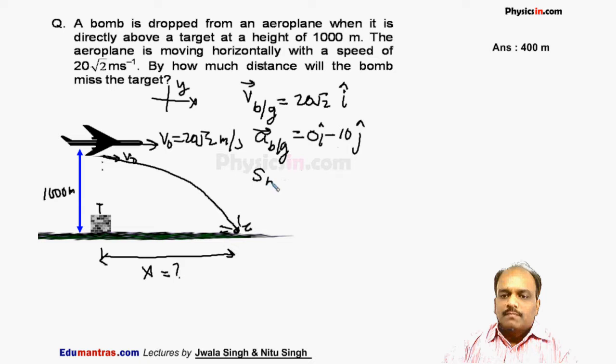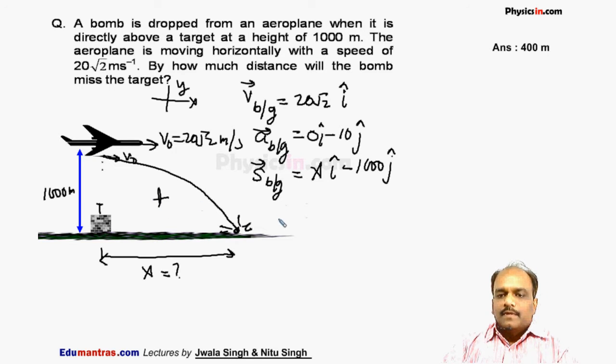The displacement of the bomb with respect to the ground, the horizontal displacement I have assumed to be x, it is x i cap, and the vertical displacement is minus 1000 j cap. So this is the displacement of the bomb when it will strike the ground. Let the time of flight be t. So now we can say x is equal to horizontal speed into time. Horizontal speed is 20 root 2, so it is 20 root 2 into t, and this t is the time of flight.